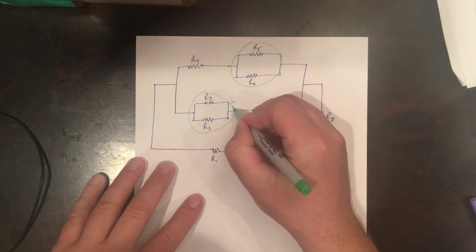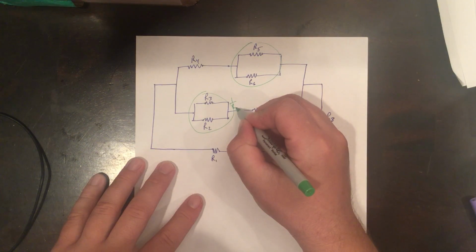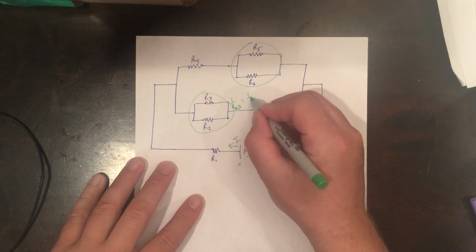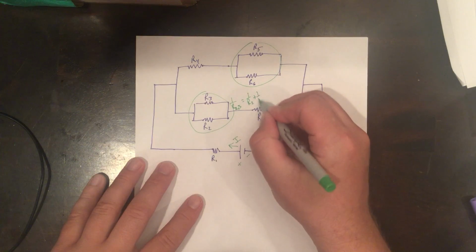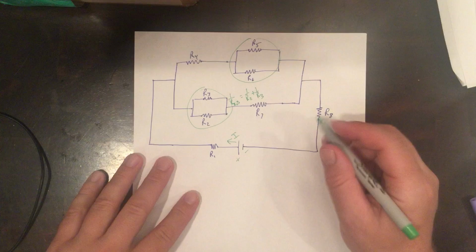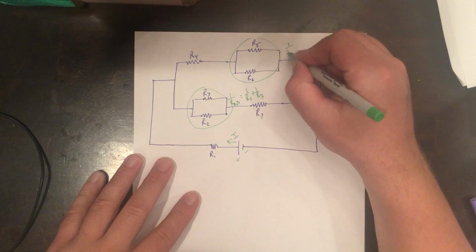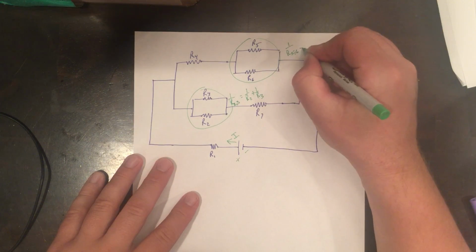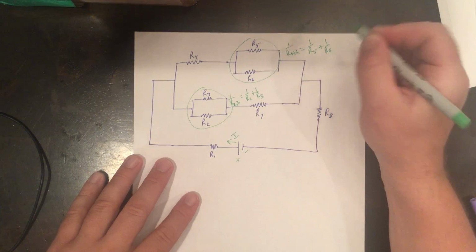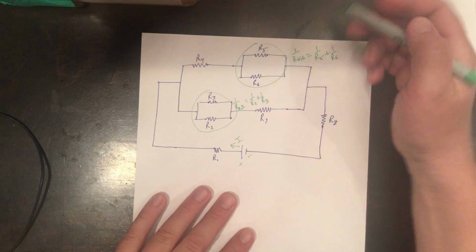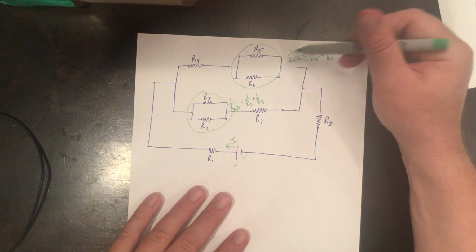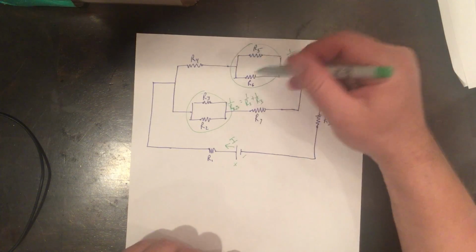So 1 over R2,3, I guess we could call it, right? 2 and 3. Is 1 over R2 plus 1 over R3. Okay? And in this one, 1 over R5,6 is 1 over R5 plus 1 over R6. Now, I've said this how many times, right? Make sure you do this math right. This is what parallel looks like when you're finding the equivalent resistance for this situation.